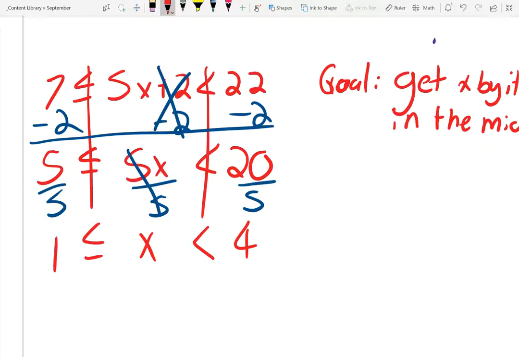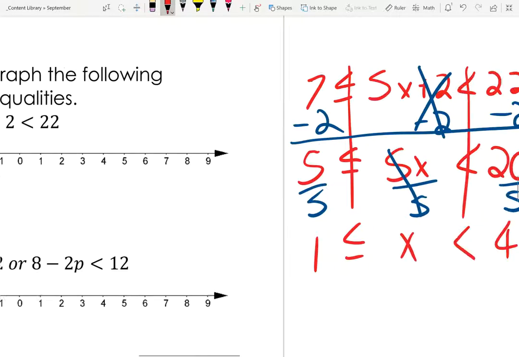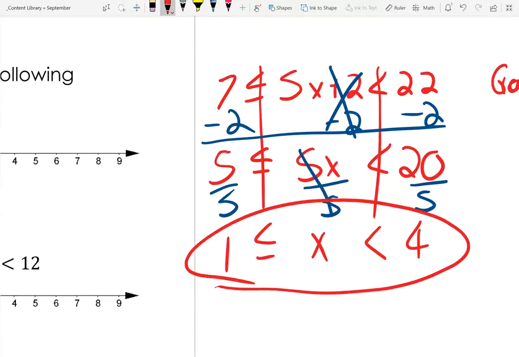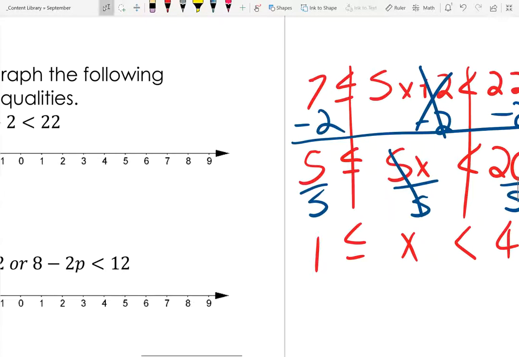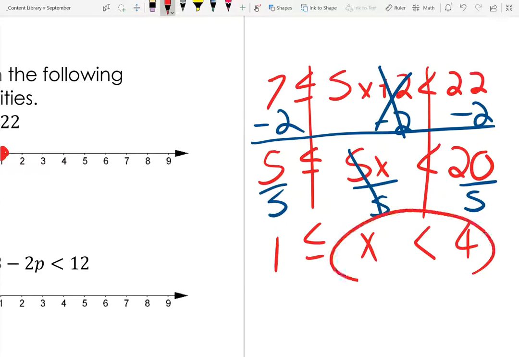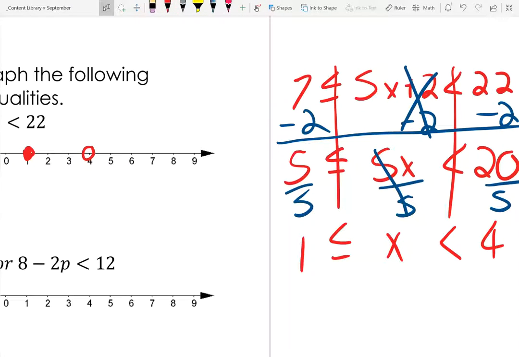So there's our answer. When we graph it, this says that x is between 1 and 4, and it's equal to 1 as well. So when we graph it, we'll have a closed circle at 1. And over here, we'll have an open circle at 4 because that inequality sign does not have the equal to part underneath it. So x is between 1 and 4, and we are shading between 1 and 4. So there's your graph of that.